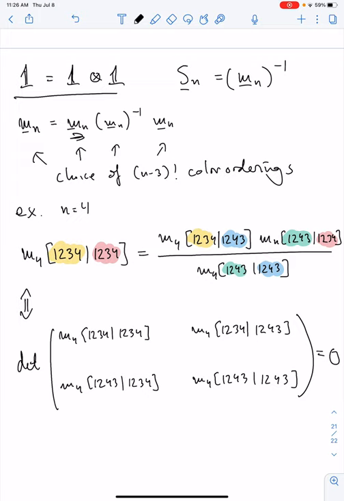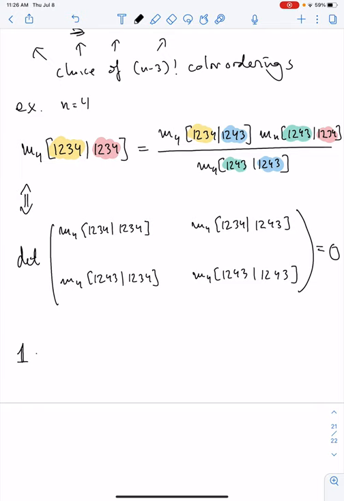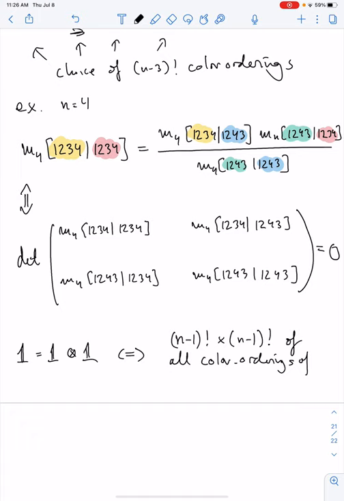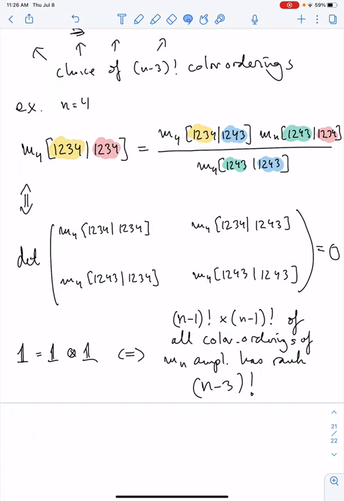This was just one example of choosing color orderings, but more generally, you can show that the statement that 1 times 1 equals 1, using that Sn is the inverse of the biadjoint tree amplitudes, is completely equivalent to saying that the n minus 1 factorial times n minus 1 factorial matrix of all color orderings of Mn amplitudes has rank n minus 3 factorial. And that is rather special, because n minus 3 factorial is of course exactly the number that appears in the sum in the KLT relation, and that is in fact closely related.